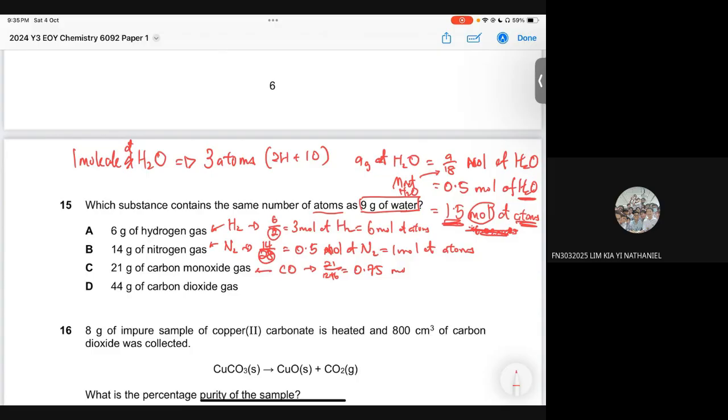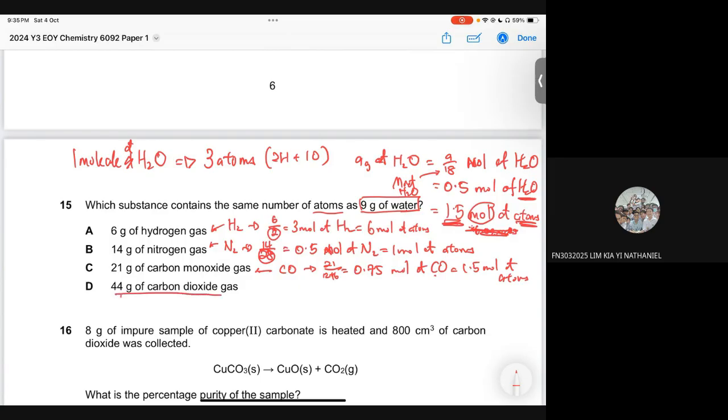0.75 mole of CO. And if I got 0.5 mole of CO, one CO has 2 atoms inside. So if I multiply by 2, I'll get 1.5 mole of atoms. So actually, realize, sure, C is the answer. But let's just double check.